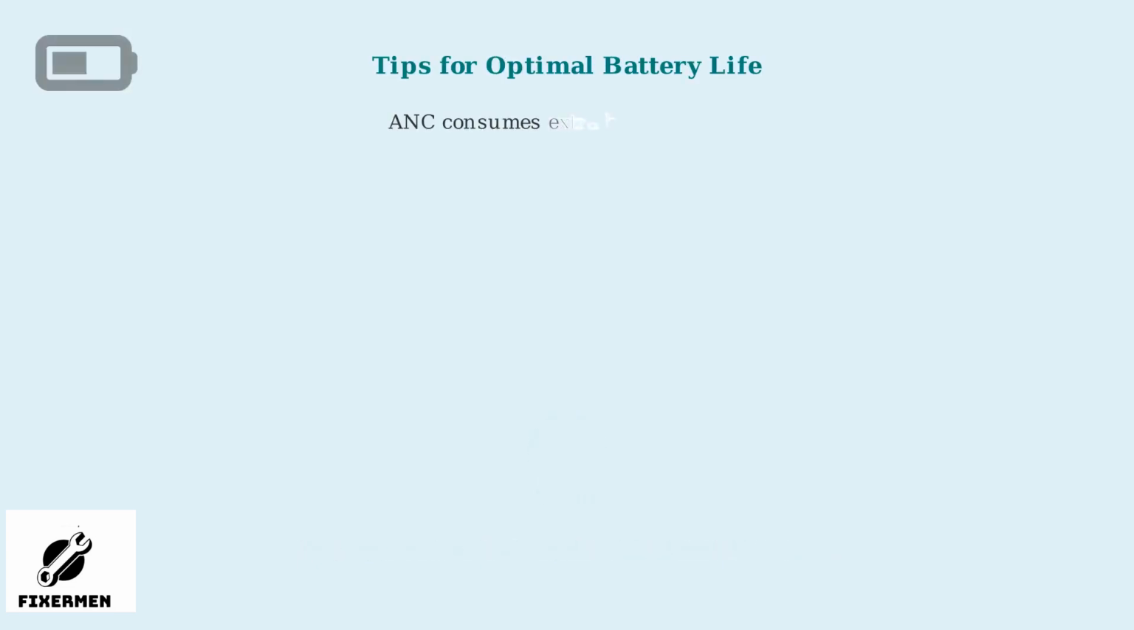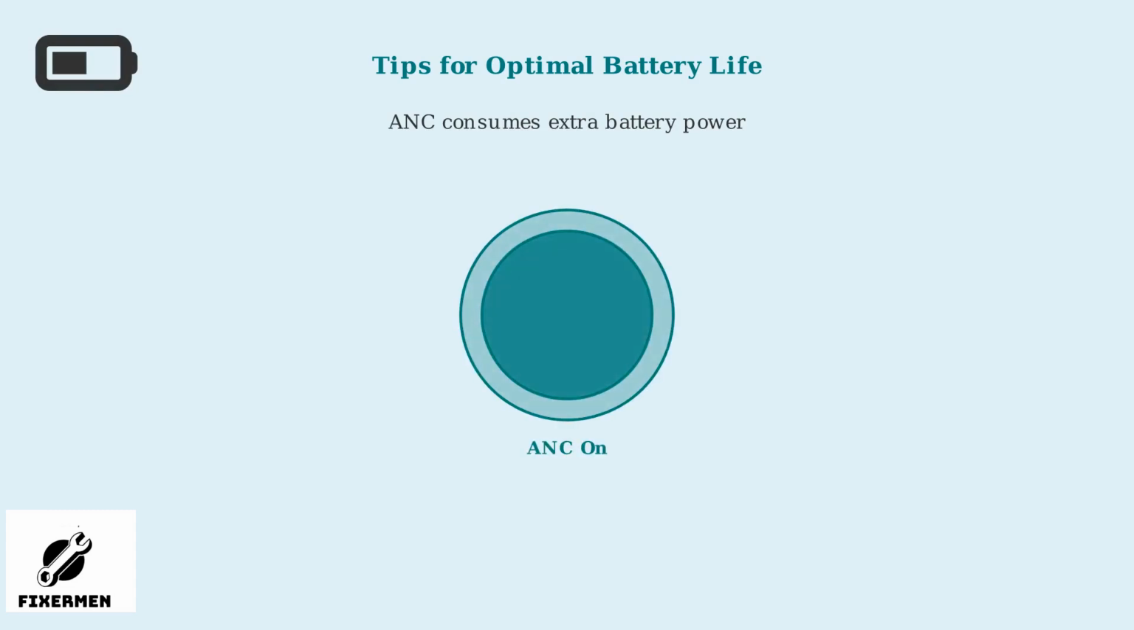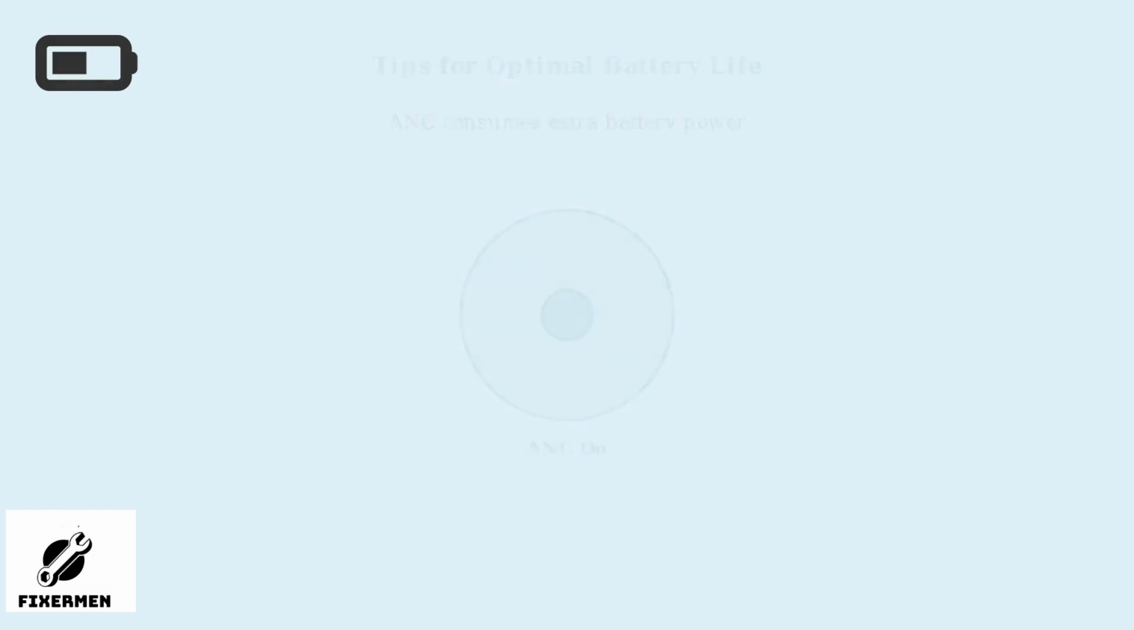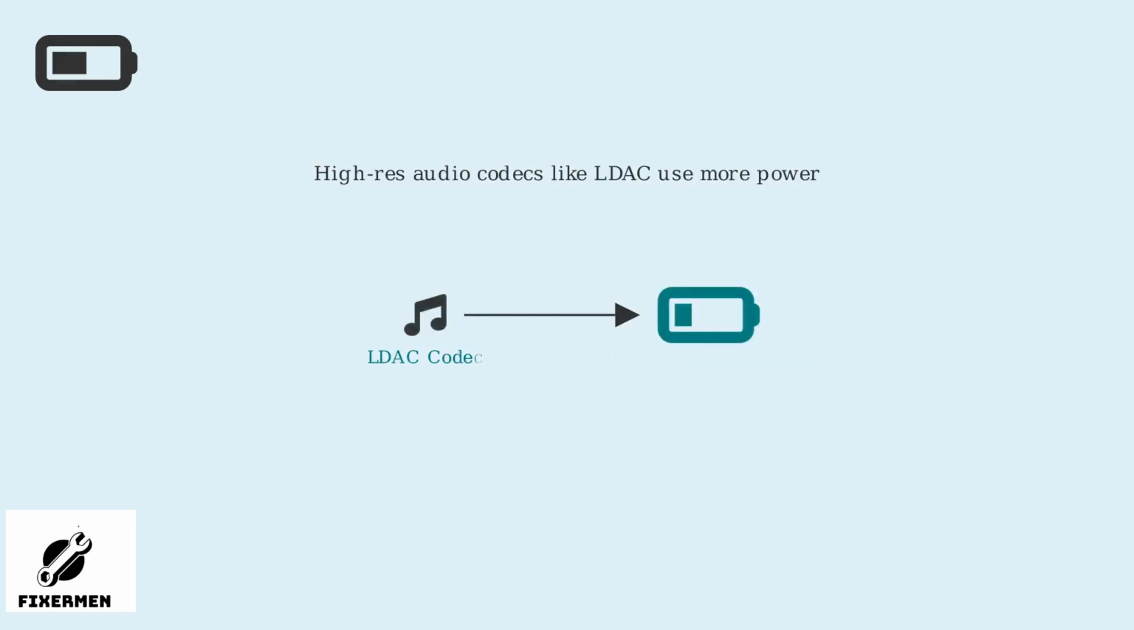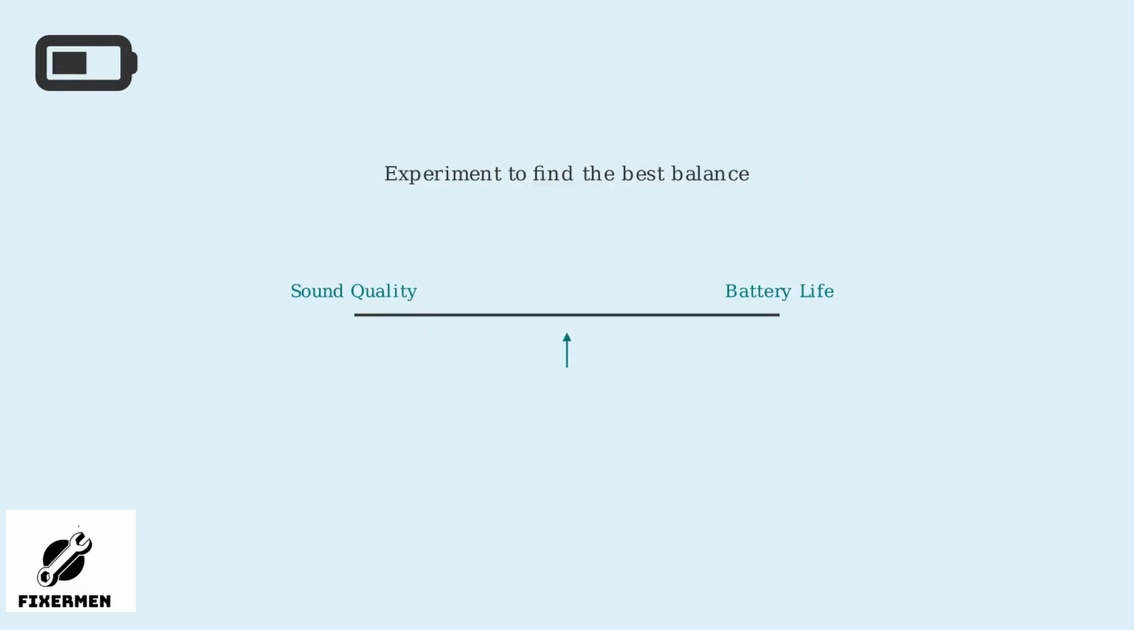Active noise cancellation consumes extra battery power because it requires continuous processing to cancel out environmental sounds. To extend playback time, disable ANC when you're in quiet environments where noise cancellation isn't needed. High-resolution audio codecs such as LDAC provide better sound quality but consume more battery power due to increased data processing. Experiment with different settings to find the best balance between sound quality, ANC effectiveness, and battery life for your listening needs.